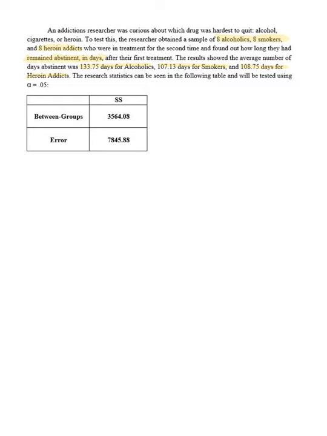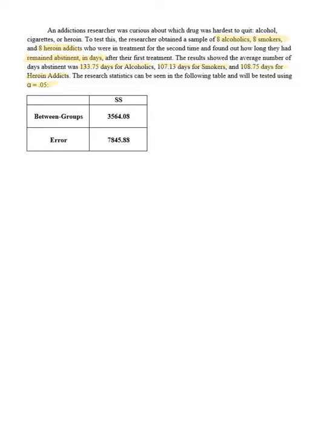Now, the fact that these are different people in each of these groups, and there's more than 2 groups, is the reason why we're running a one-way ANOVA. So we have a 0.05 alpha level, so we know the alpha level that we have.